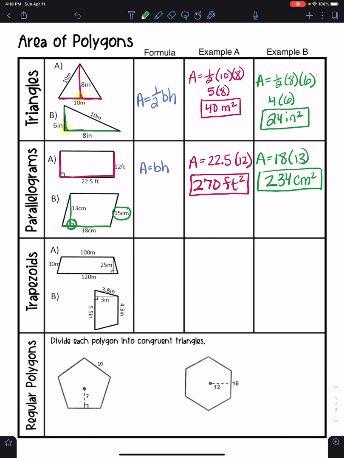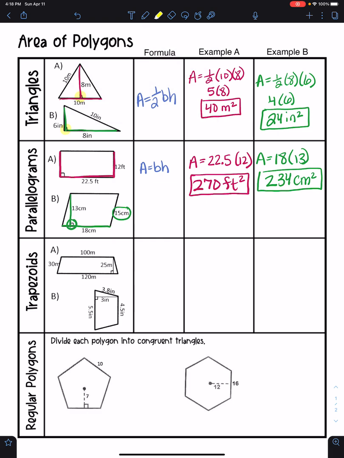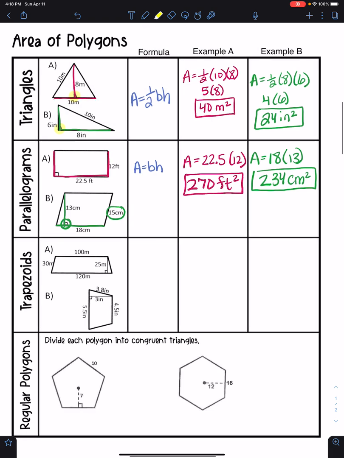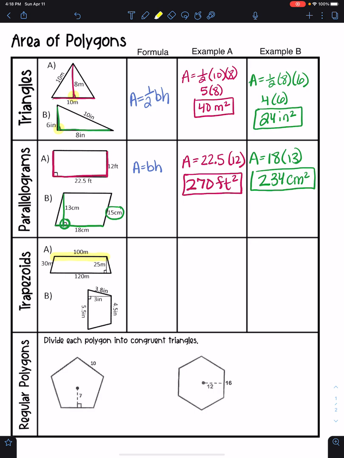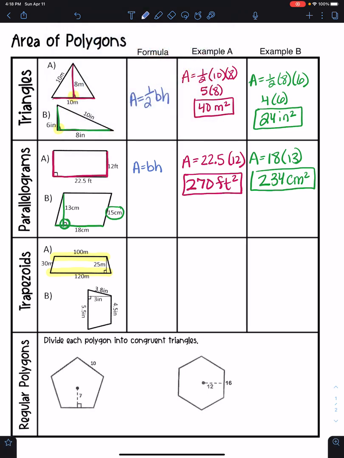All right, so a trapezoid also is base times height. However, if you look at that trapezoid, it has 2 bases. The bases are the sides that are opposite and parallel. These 2 sides are the bases, but you'll notice they're not the same length. So I need to average those bases. So the formula is going to look like this. The average of the bases, we'll call them base 1 and base 2.